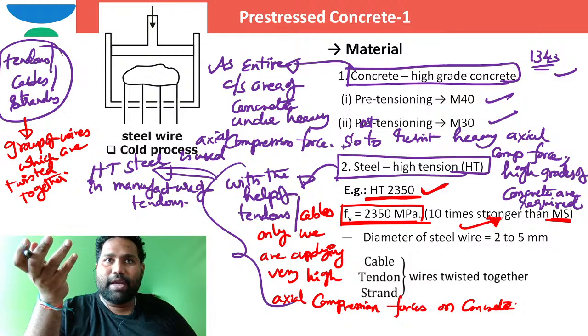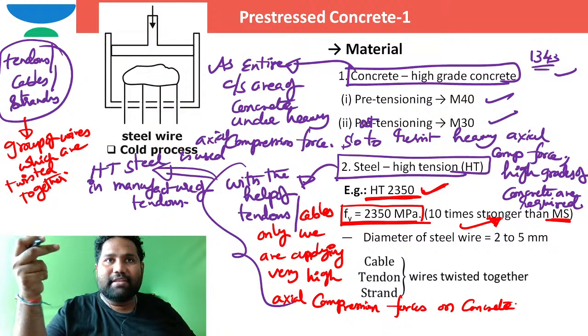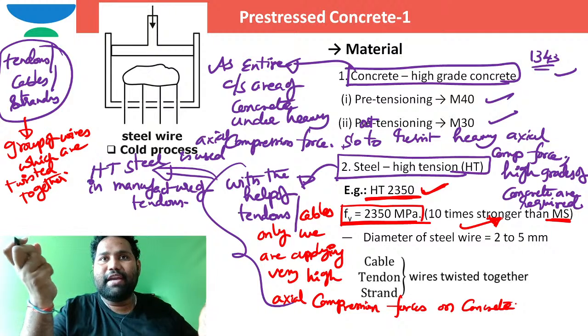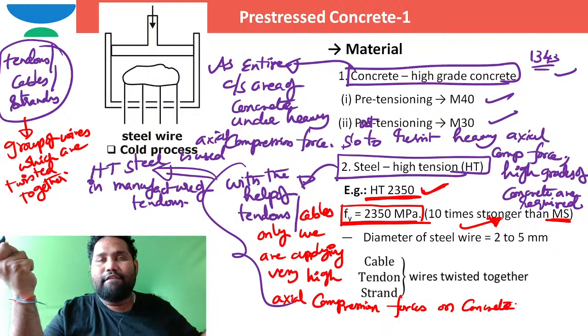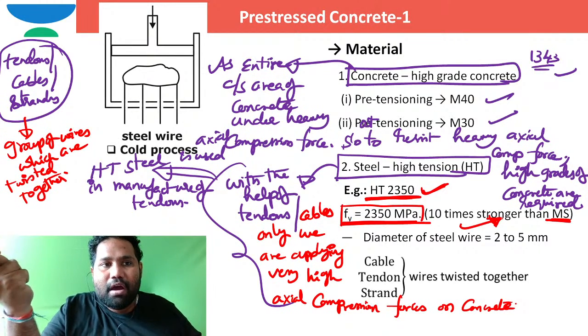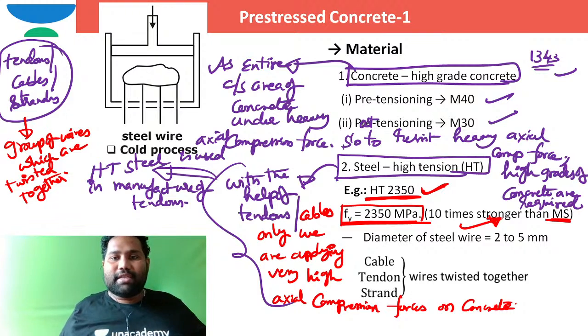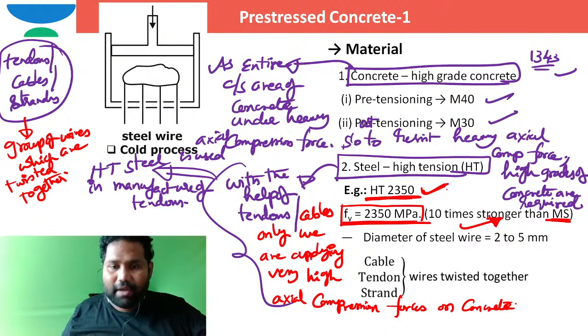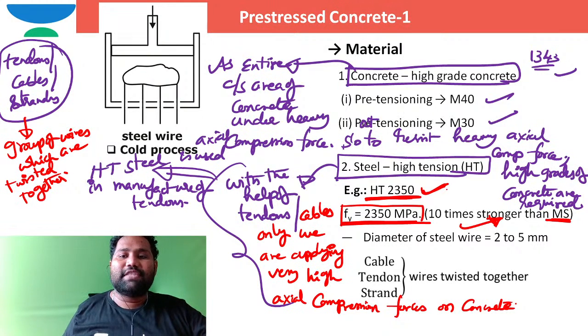Why do I need to use high tensile steel? Because here, to take care of those heavy axial compressive stresses formed on concrete, I need to apply heavy tension action from the tendons, right? So in such case, the tension steel that we need to use is high tension steel only.